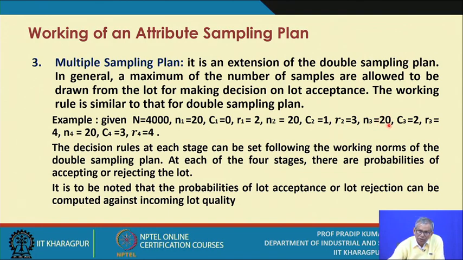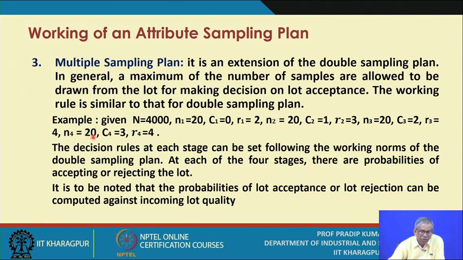The third sample is again 20 units you draw from the lot, and you start counting the number of non-conforming units. So now you have the first sample, second sample, and the third sample. So the total number of non-conforming units in the 3 samples will be known, and if this number is less than or equal to 2, you are going to accept the lot at the third stage. If this number is greater than or equal to 4, you are going to reject the lot at the third stage. But if it is 3, say between 2 and 4, you cannot take a decision. So you have to draw the fourth sample, and the fourth sample size is again, as you have specified, 20.